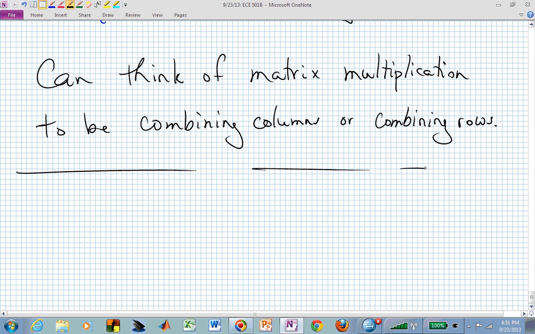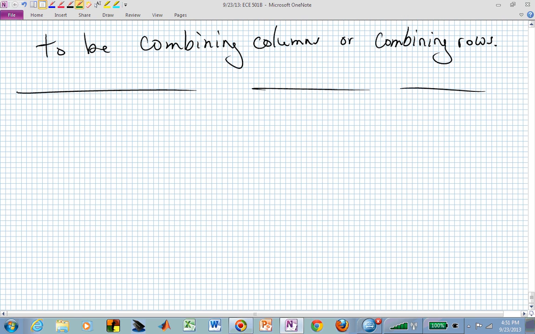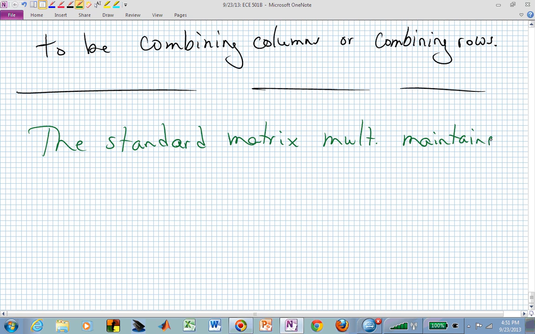Now this matrix multiplication gives us a couple of properties that we know are true. The standard matrix multiplication maintains the properties we want.